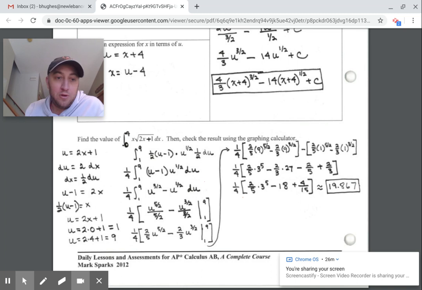Otherwise, if we're going to do this by hand, I would have to say my inner function is 2x plus 1, so u is equal to 2x plus 1. I would take the derivative of both sides and then isolate and get dx by itself. Then I would also need an expression in terms of x. So I'm going to take u minus 1 is equal to 2x. Divide both sides by 2. So there's an expression that represents x, and I'm going to substitute everything in.